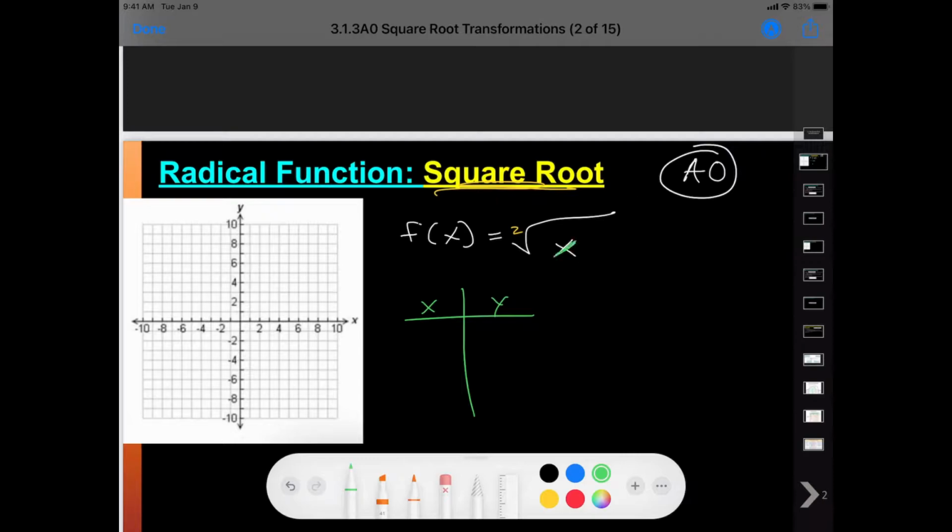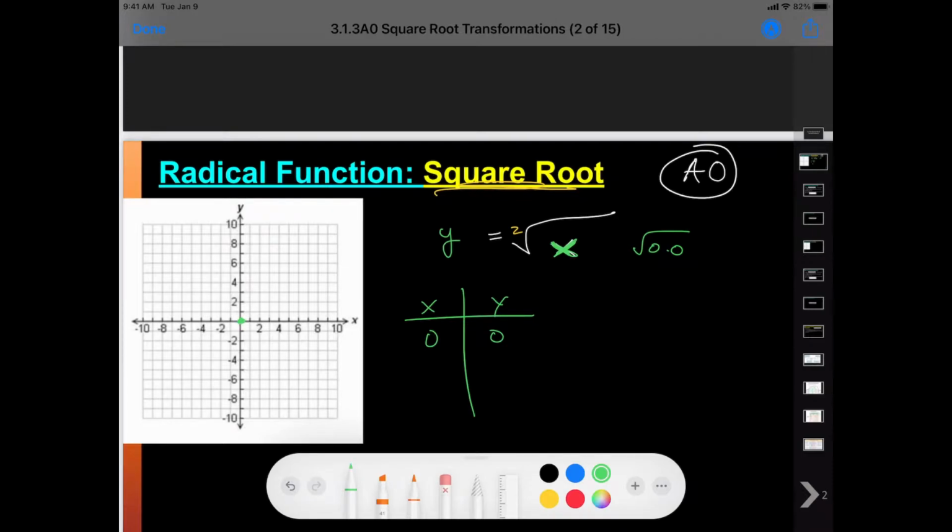So what we're going to do is put in values of x, and when we simplify it, we will get an output value that is a y. Okay? So let's put in 0 here. And the square root of 0, you're trying to think of two identical numbers that multiply to be 0. That is actually 0. So I can put that one right here.